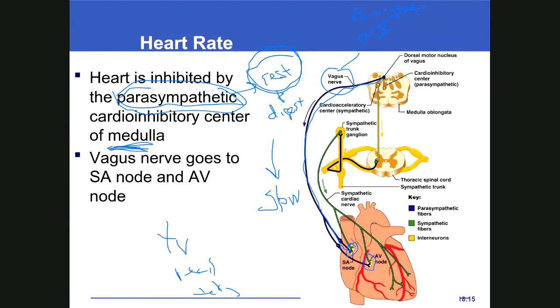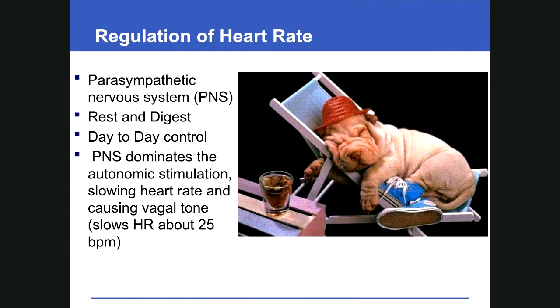So how does it tell the SA node and the AV node to relax so that you wind up looking like this guy? Think about what his heart rate is. It's slow. How do we do that? Because remember, the heart is automatic. It's got those two properties, automaticity, and also autorhythmic, rhythmicity. Everybody remember those two properties? So how is the system going to make it slow down?